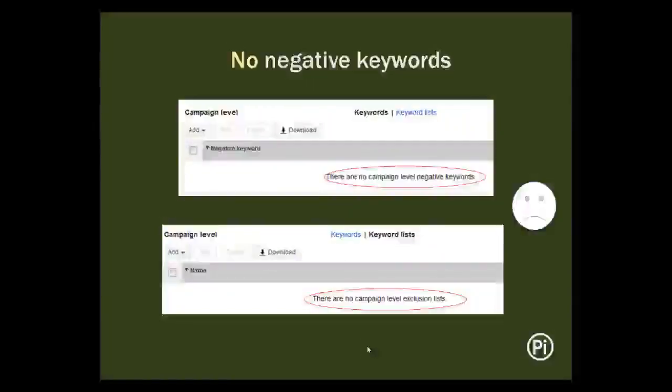This one is also an oldie, but people repeatedly don't do it, and it makes me very sad. And that is why there's the very ugly looking sad face there, because you have to have negative keywords at some level, either at the campaign level or at the ad group level. You can do it as a single word, or you can do it in a list format.